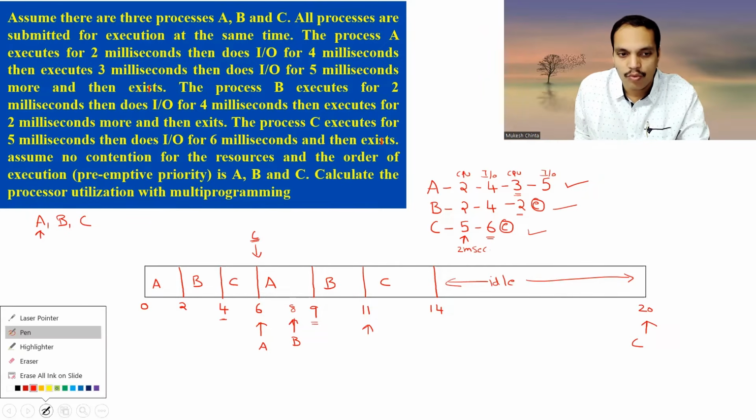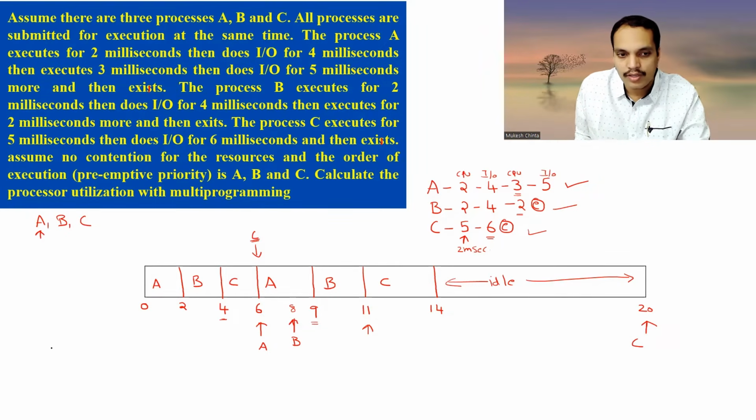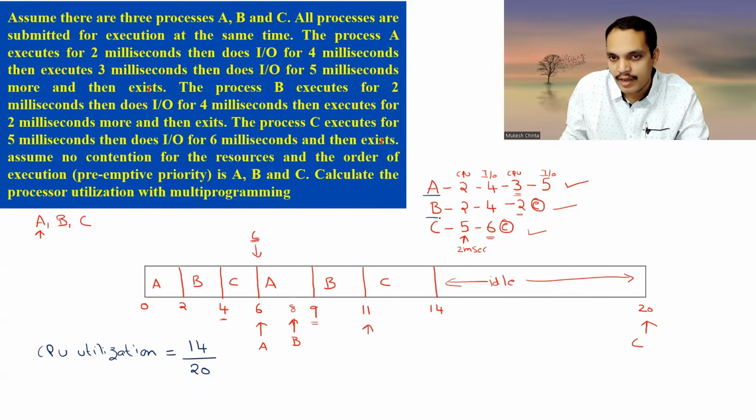So for that, what we get is CPU utilization is calculated as the total time the CPU is busy by the actual time taken for completion of these three processes A, B, and C. So 14 by 20 gives me 7 by 10, which is nothing but 70% will be your answer.